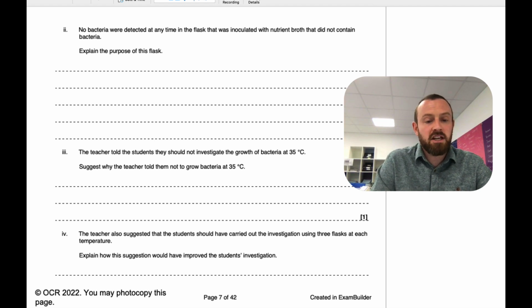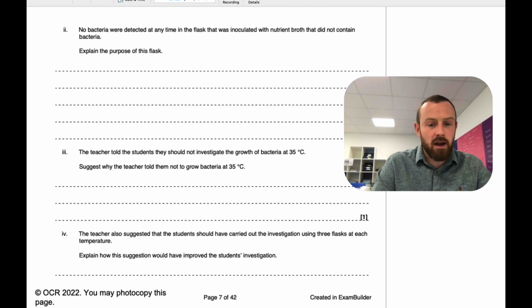Part 3, the teacher said they shouldn't grow the bacteria at 35. Well, 35 is close to 37. And 37 degrees C is body temperature. So if you culture bacteria at body temperature, you're likely to culture pathogens.